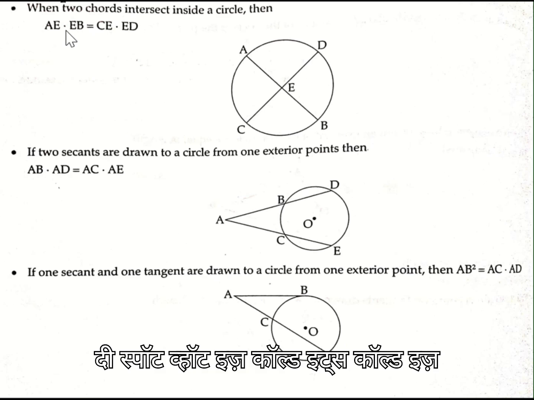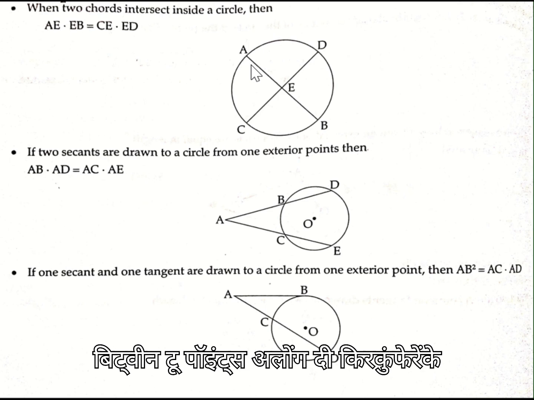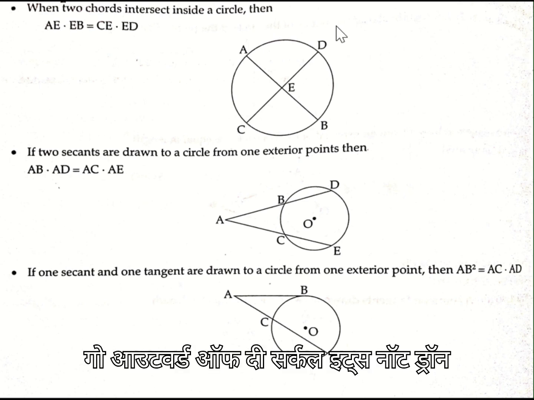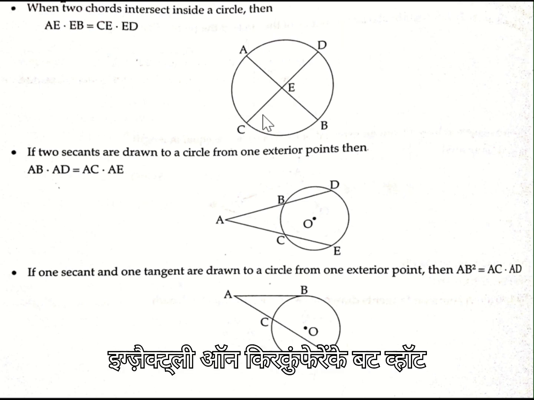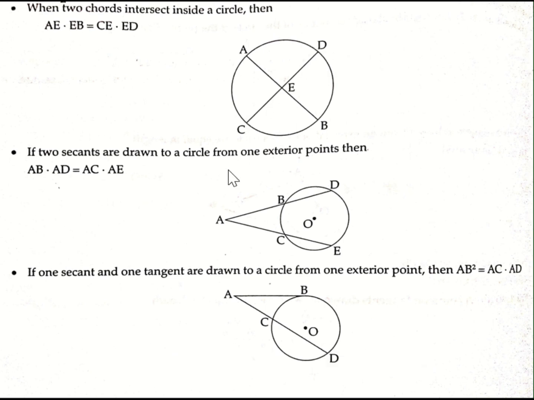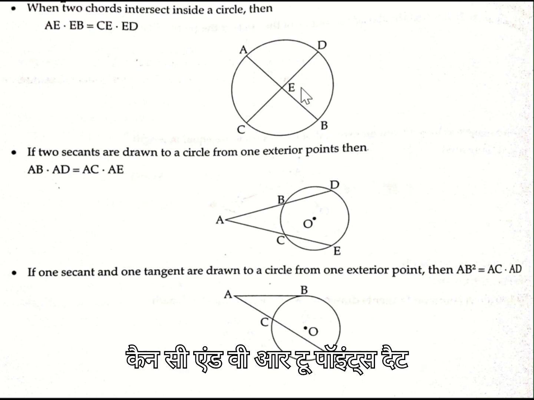The chord, what is a chord? A chord is a line segment drawn between 2 points along the circumference of a circle. A secant could go outward of the circle. It's not drawn exactly on the circumference, but a chord is the line segment drawn between 2 points. Here A and B are 2 points.